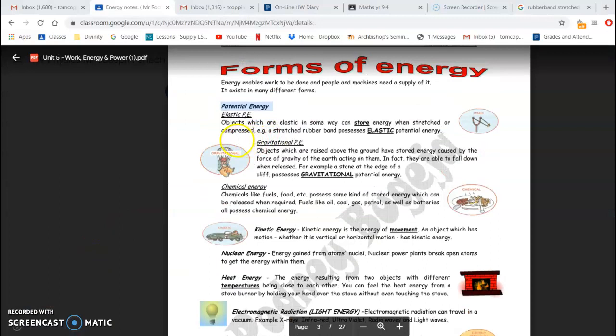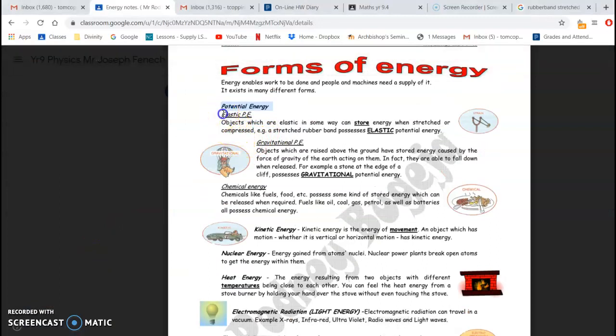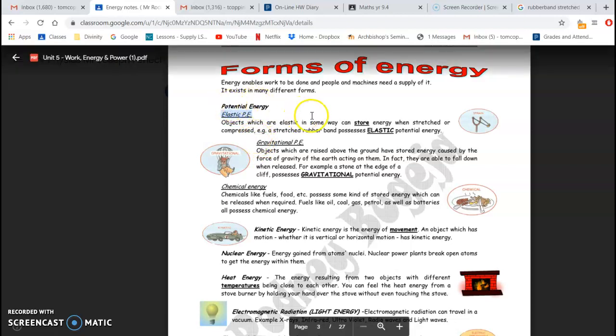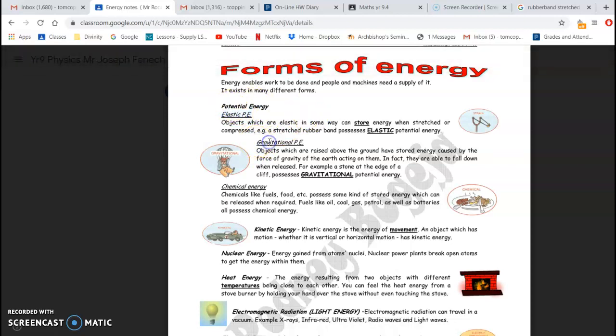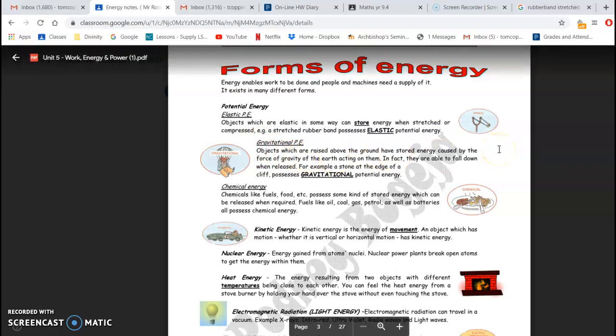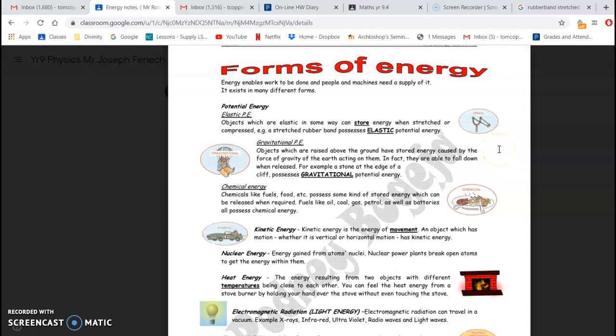Now, another form of potential energy. So first you have elastic potential energy, and now another form is gravitational potential energy. This basically means every time there's an object on the table, for example, or you're holding an object, there is gravity trying to pull it down. Over here it says objects which are raised above the ground have stored energy caused by the force of gravity of the Earth acting on them.